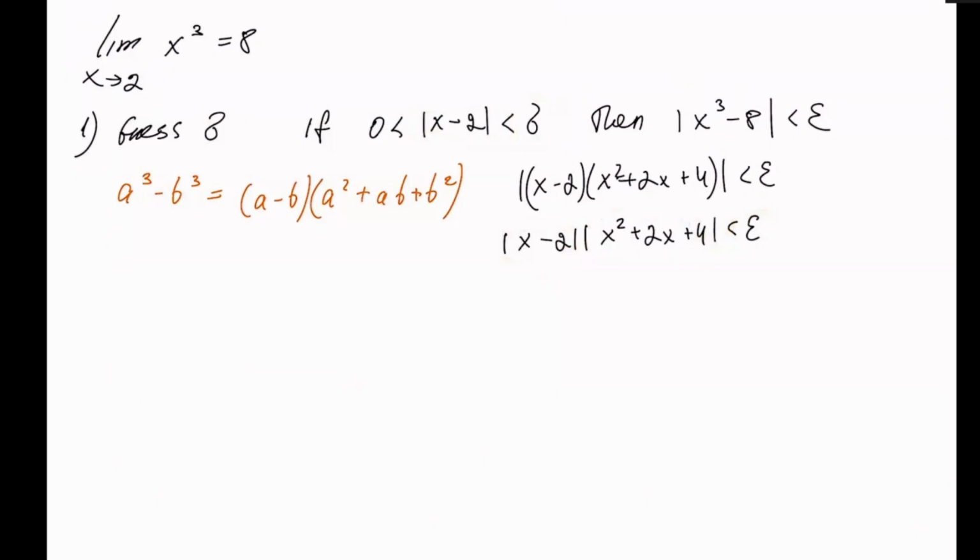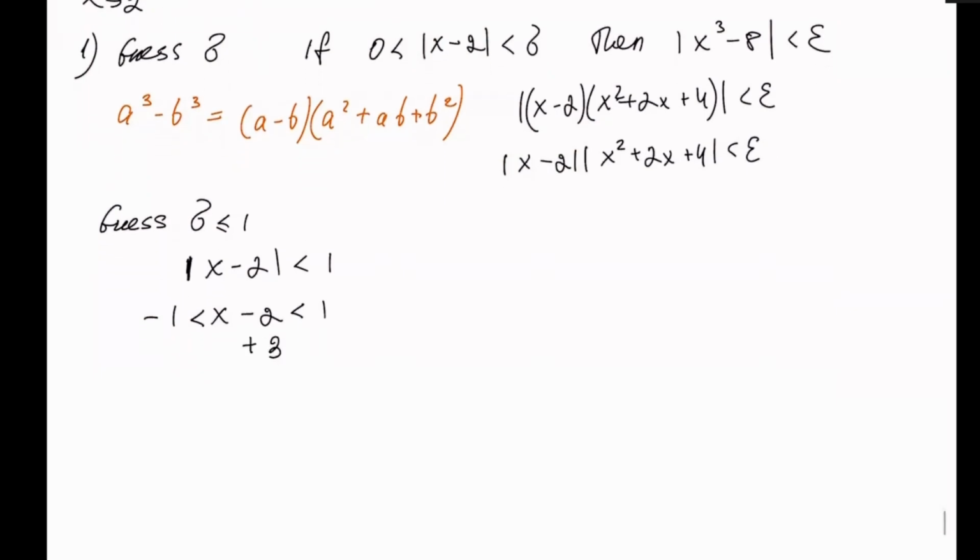So we say guess delta to be less than or equal to 1, then from here, we have |x - 2| < 1, which means that x - 2 is less than 1 but greater than -1. So we add 2 to all three sides. We have x is less than 3 but greater than 1. Okay, so from here on, we need to mimic this expression for this x.